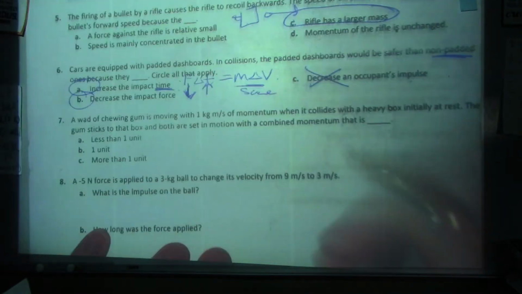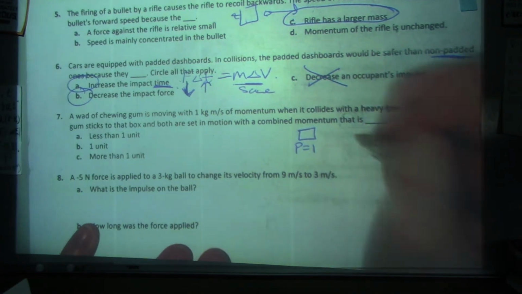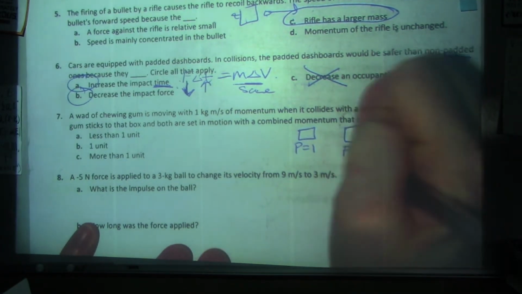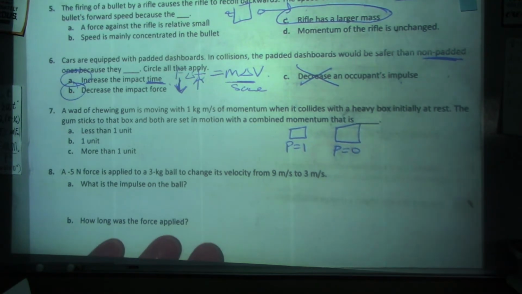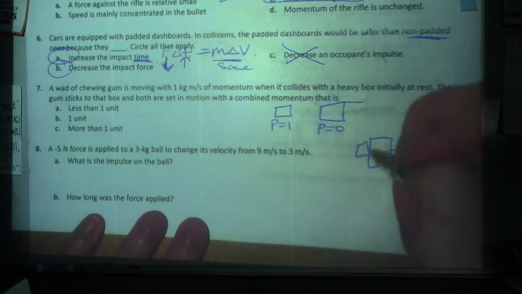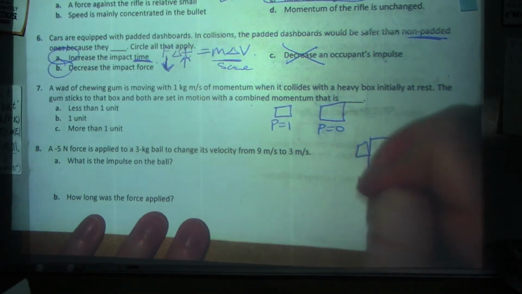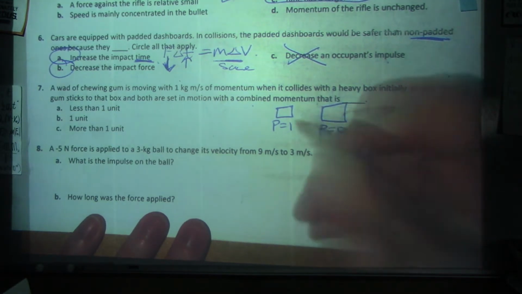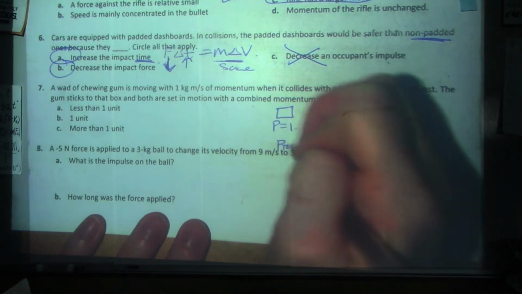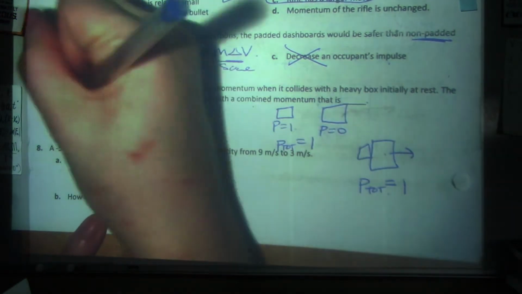A wad of chewing gum moving with a momentum of 1 collides with a box initially at rest, which obviously has a momentum of 0. Then the gum and the box stick together and go off with some velocity. I want to know what their combined momentum is. Let's call that P total. The P total beforehand was 1 and 0, which is 1. So the P total after has to be 1 unit.